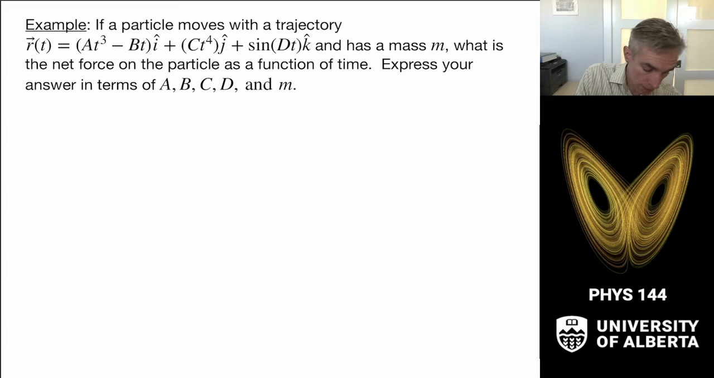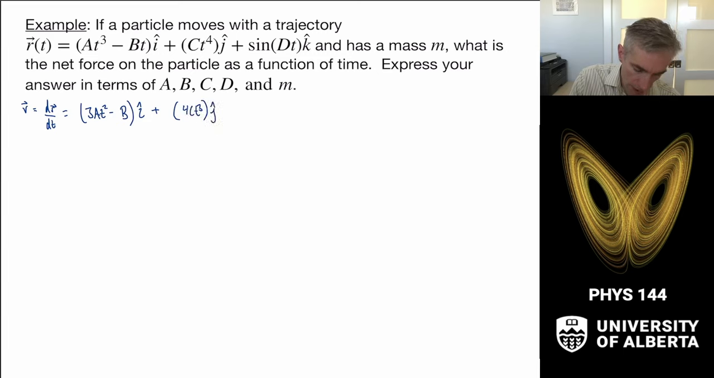We first calculate the velocity vector as the time derivative of the position with respect to time. And that is something that we take component-wise. We take the time derivative of the first component. So that's going to be 3at squared minus b times t. Minus b, because we take the time derivative of the t, it goes away, it becomes t to the zero in the i-hat direction, plus ct to the fourth, the derivative of that is 4ct cubed in the j-hat direction.